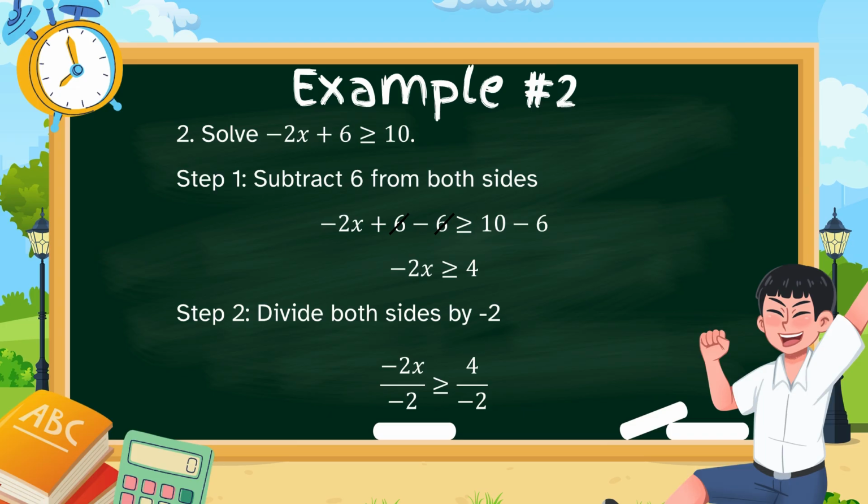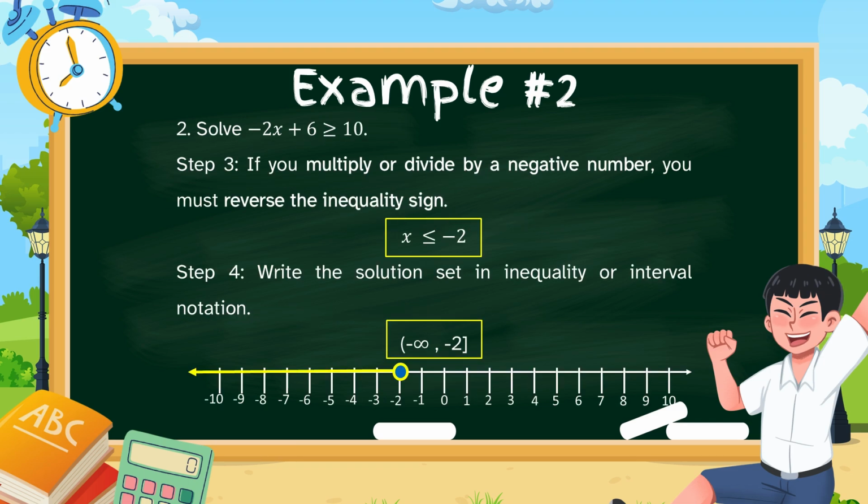Now, we move to step 2. Divide both sides by negative 2. We write negative 2x over negative 2 is greater than or equal to 4 over negative 2. Step 3. If you multiply or divide by a negative number, you must reverse the inequality sign. When we divided negative 2x by negative 2, we got x. When we divided 4 by negative 2, we got negative 2. Because we divided by a negative, the greater than or equal to sign flips to less than or equal to. This gives us our final solution in inequality form: x is less than or equal to negative 2.